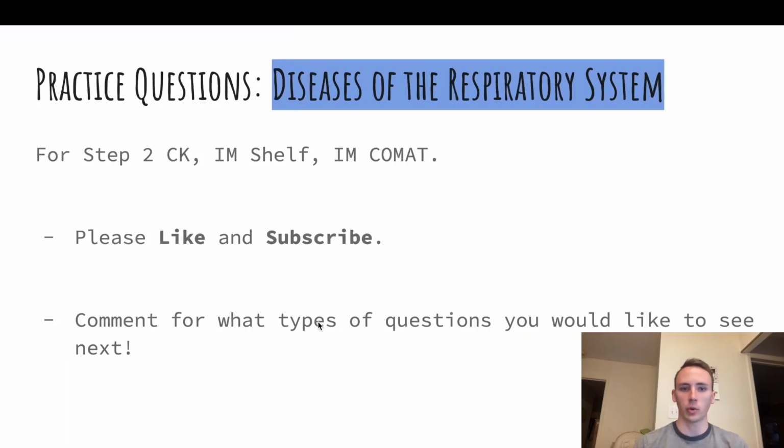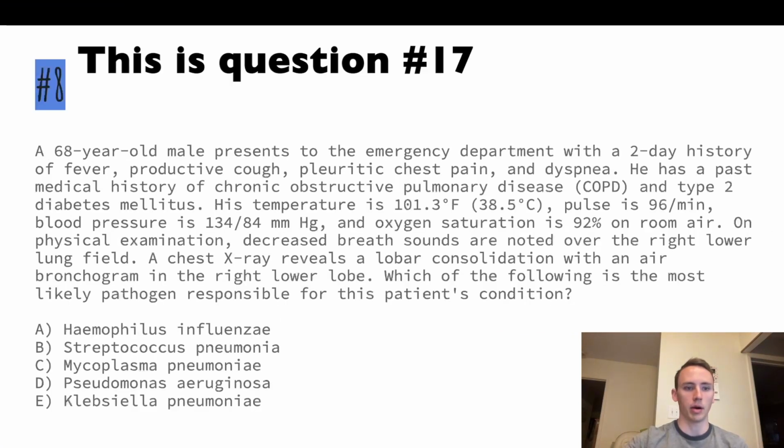More practice questions for the lungs. Helpful for Step 2 CK, IM Shelf, IM COMAT. Let's get into it. Go ahead and take a moment and pause and answer the question for yourself. It's only helpful if you take the time to really test yourself on this information before we jump into it. All right, let's jump into it.